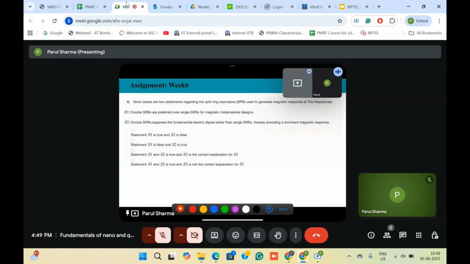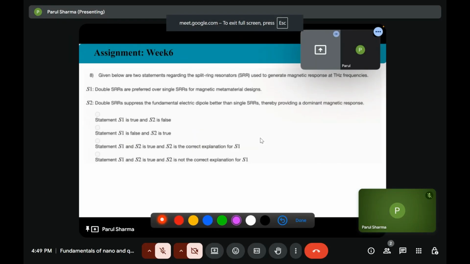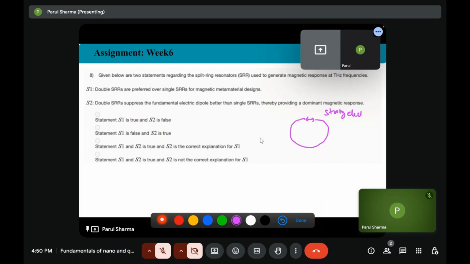Now the next question: given below are two statements regarding the split ring resonators, used to generate the magnetic response at terahertz frequencies. The first statement is double SRRs are preferred over single SRRs for magnetic material designs, and the second statement is double SRRs suppress the fundamental electric dipole better than single SRRs, thereby providing dominant magnetic response. So, during the lecture, we saw that in the single SRR, there is a strong electric dipole, and due to which there is an intense magnetic response.